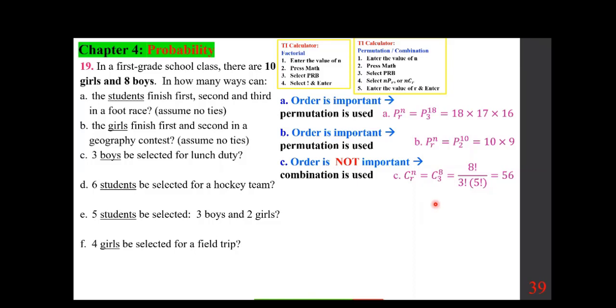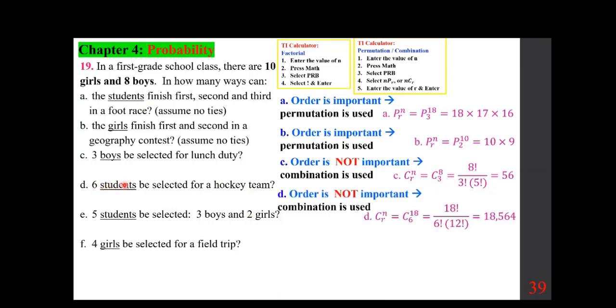6 students be selected for a team, any team, hockey team, okay? So we have what? Total of 10 plus 8, 18, and we want to use 6. That means order is not important. That's a combination. 5 students. How are we going to select them?